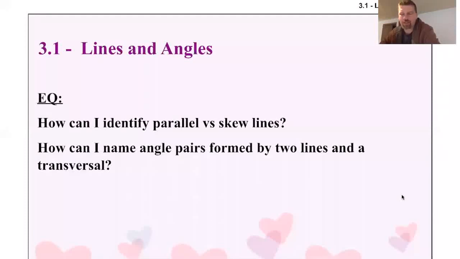Hello again. Today we're covering section 3.1, lines and angles. Specifically, how can we identify parallel versus skew lines? You've probably heard of parallel before, but this one might be new to you. And then how can we name some angle pairs formed by two lines and something called a transversal? So it's a bit of a vocabulary today, but it shouldn't be too bad.